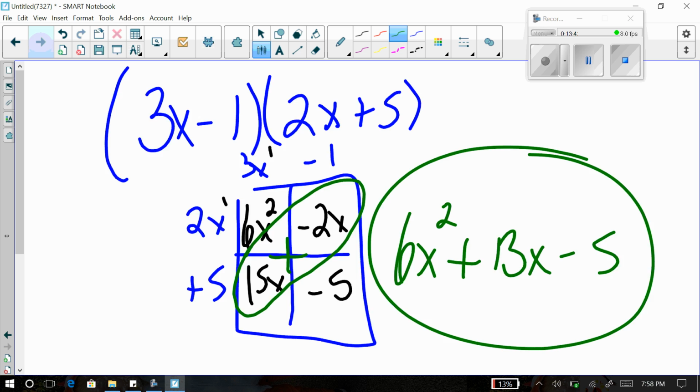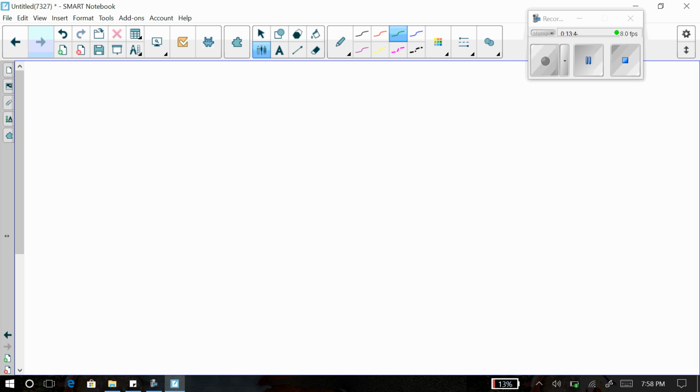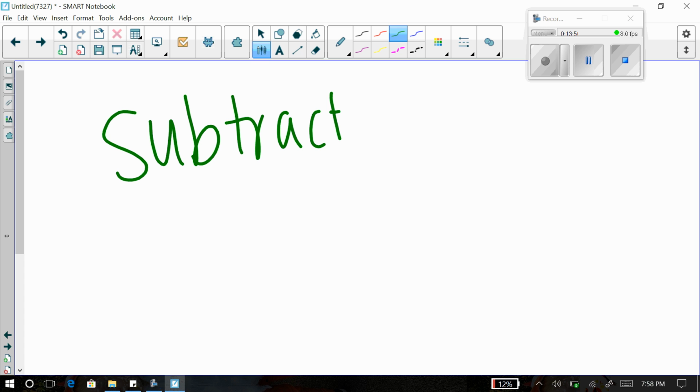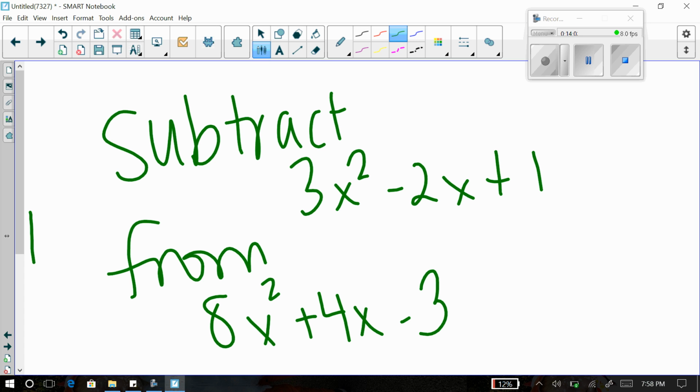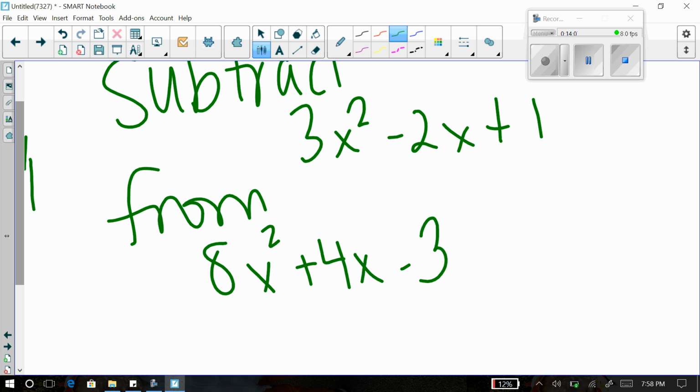All right, and let's do a subtracted from problem. So say they give you something like this. Subtract 3x squared minus 2x plus 1 from 8x squared plus 4x minus 3. Remember, we talked about how "from" looks like "front." So this one, from looks like front. So this guy goes in the front.